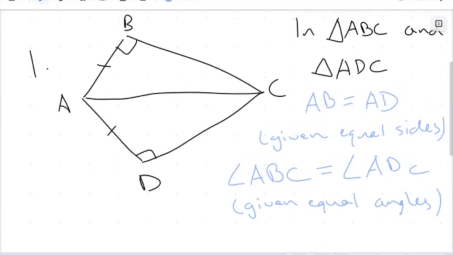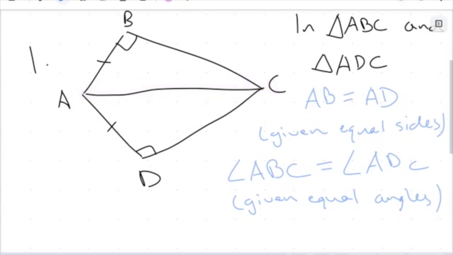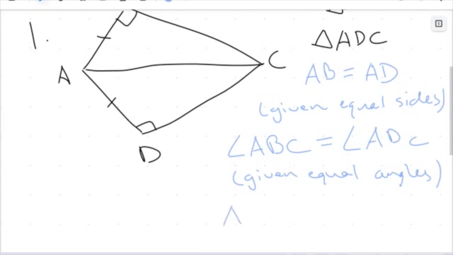And do we notice anything else here? Well, I don't know about you guys, but I can see that this side AC belongs to both my triangle ABC and ADC. And it is the same length for both because it is a common side. So we can say that here AC is common to both triangles.